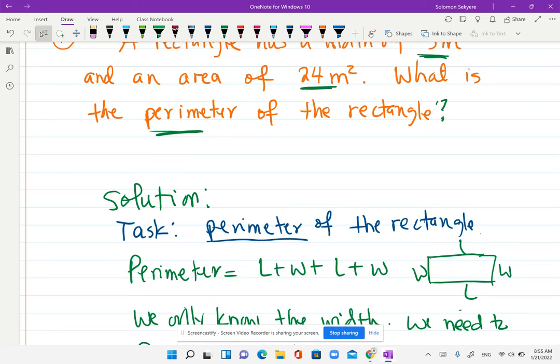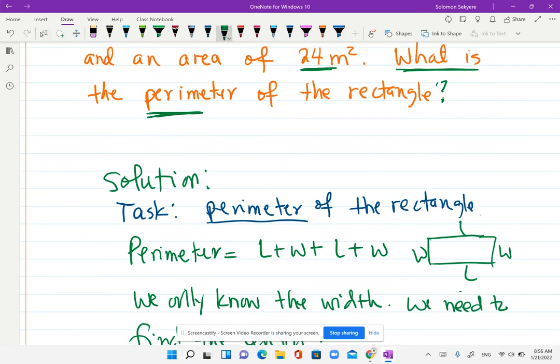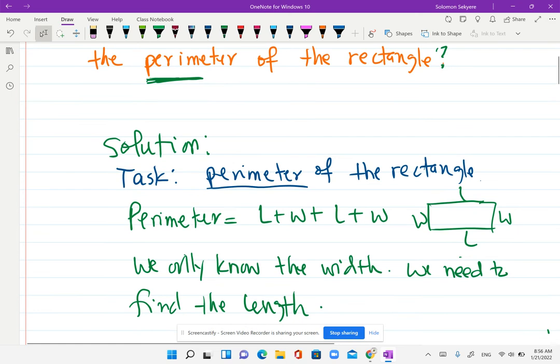Always go to the final part of the question. The final part here is: what is the perimeter? That's your main task. Underline that word perimeter and ask yourself, what is perimeter? Perimeter is when you add all the boundaries. If we start here, it is the length, and then we go around the block, and then we go the width, so it's length plus width, and then we add the length again, and then we add the width. That's your perimeter.